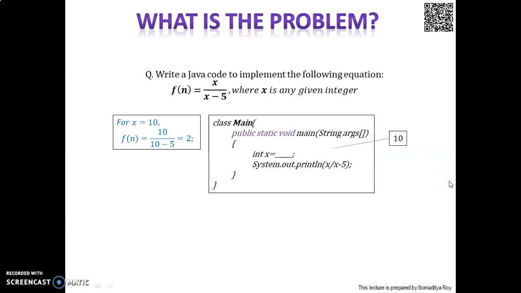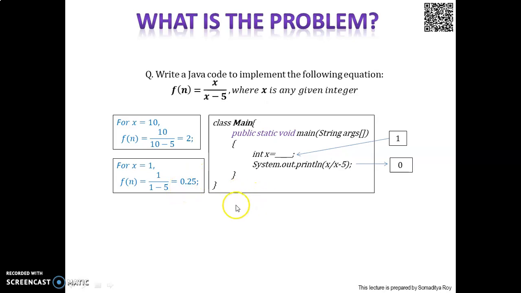Well, we will get 2. What if we pass 1? 0.25, right? No, we will get 0. Why? Remember, x is an integer. So here 1 divided by 4 will give you 0.25. Now as this is an integer value, it will totally ignore that 0.25 and give you only 0.